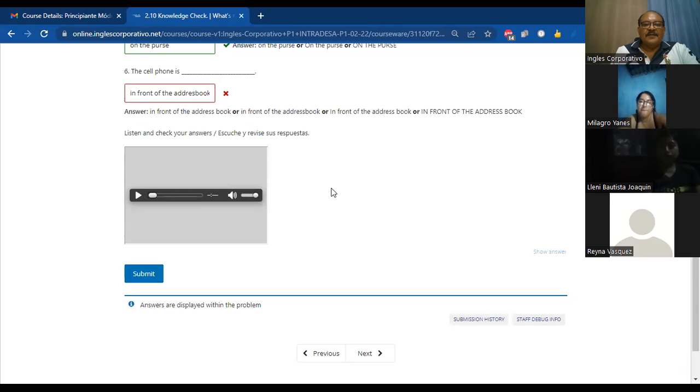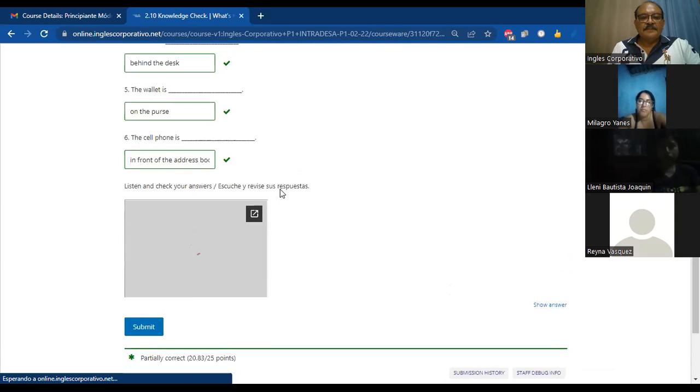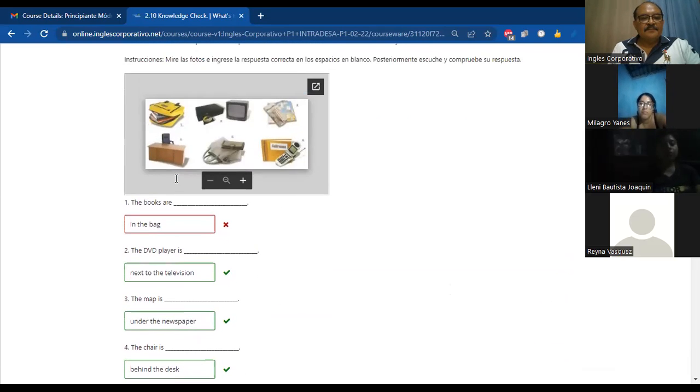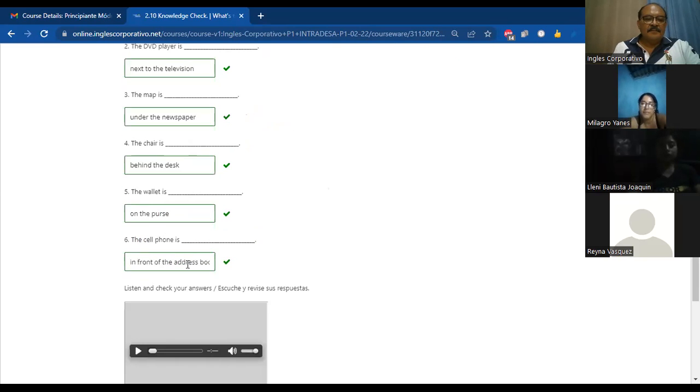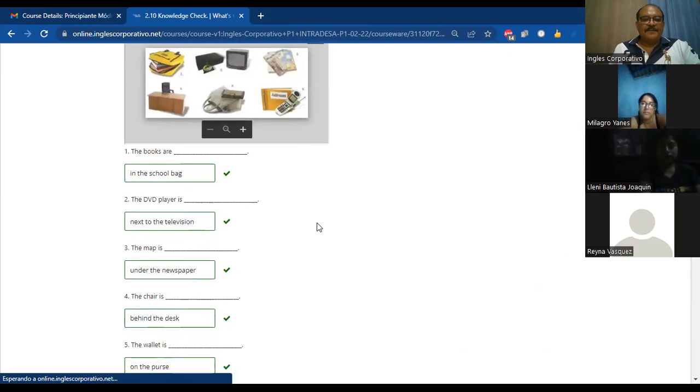Okay, so we have separated. We have to write the double S. You can write it here. This is the other option. Or separate. What happened with this one? What is the correct one here? School bag? There you go, school bag.